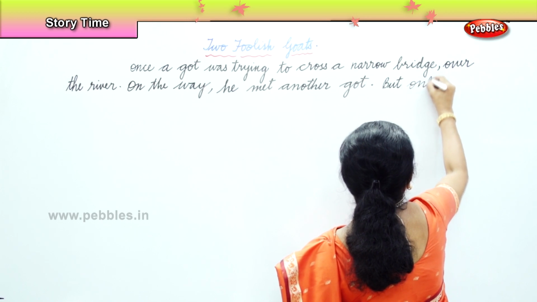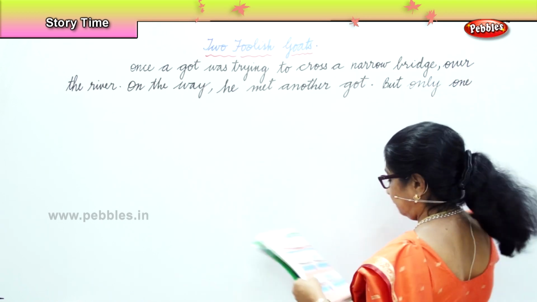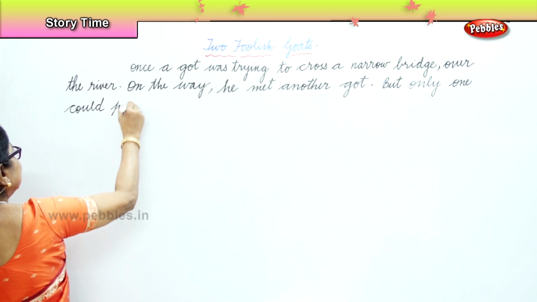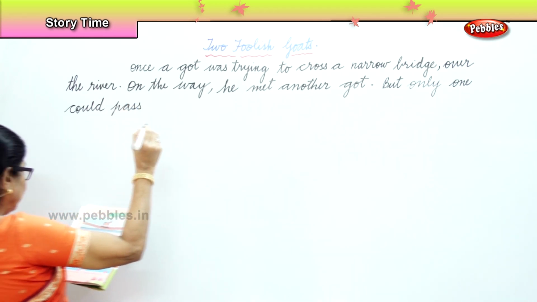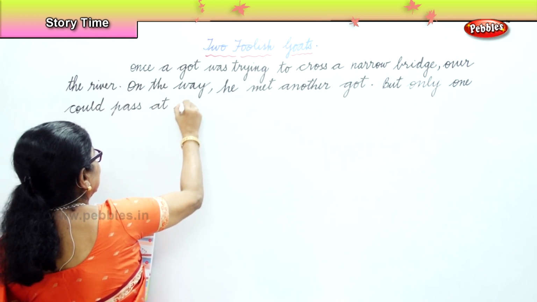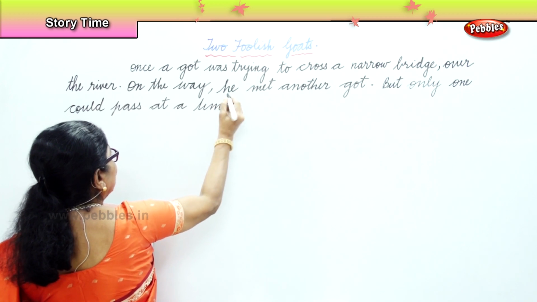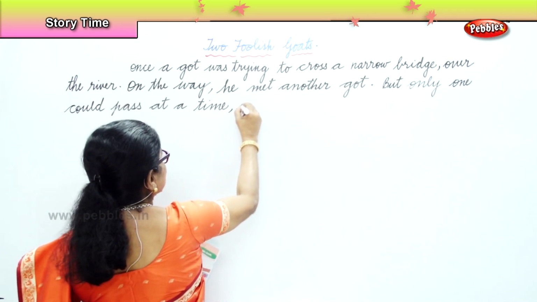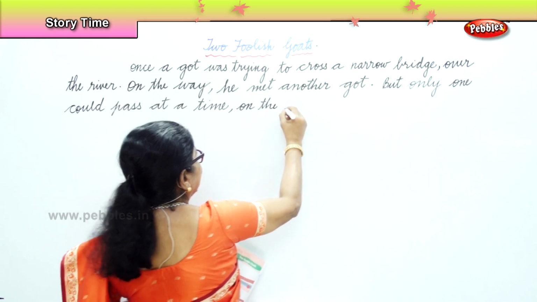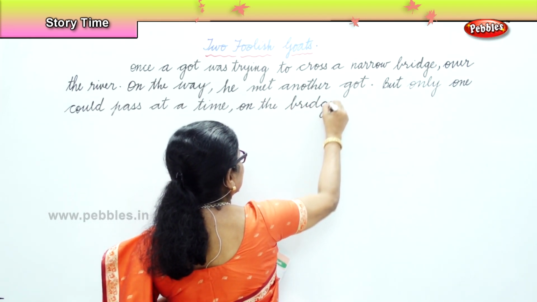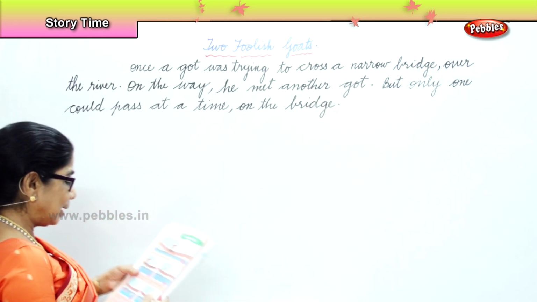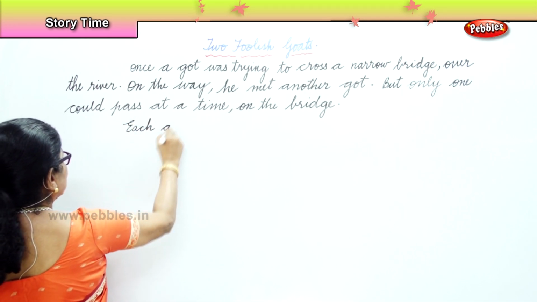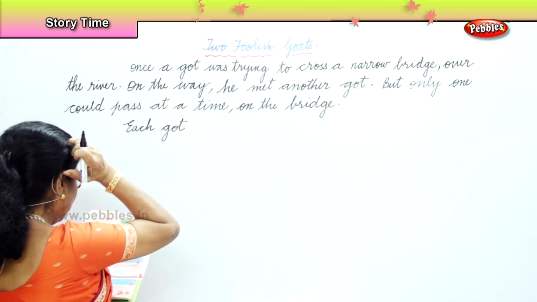Only one could pass at a time on the bridge. Okay, only one could pass at a time. Each goat.